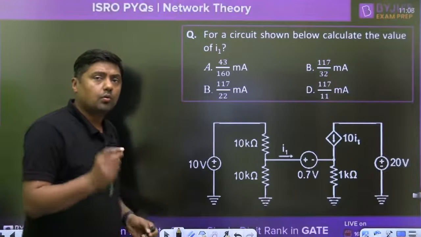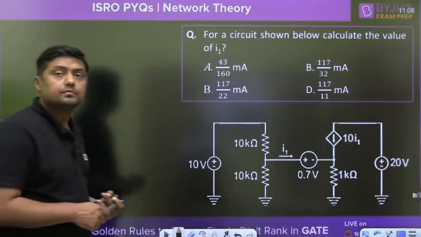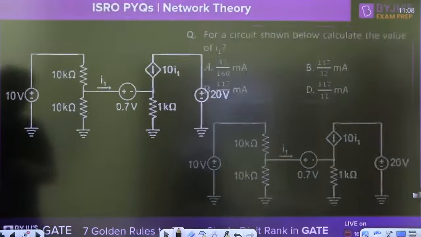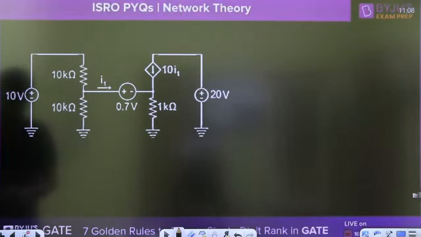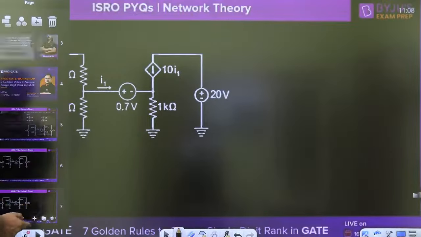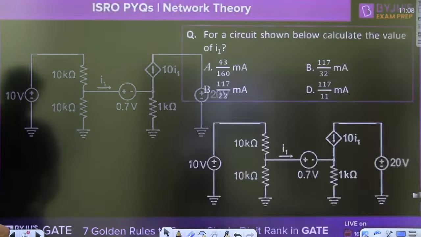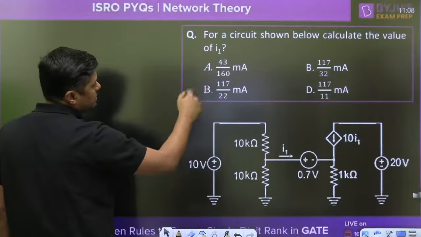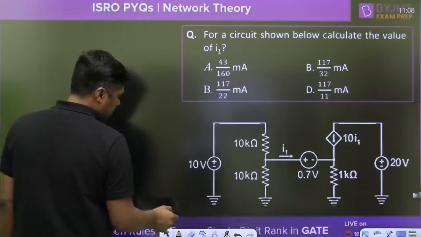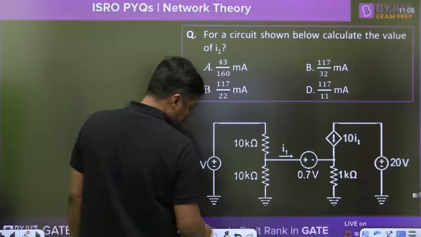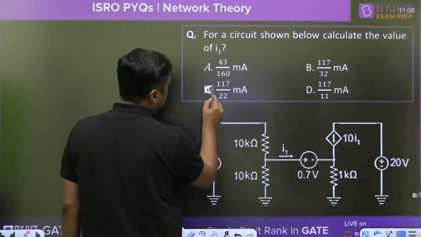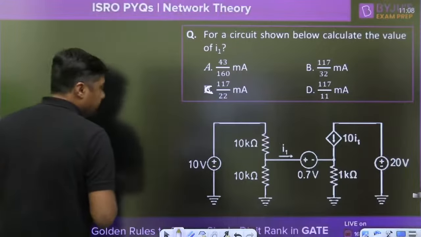Now, how to solve this question? Watch this diagram. These are the answers. Try to give me the answer whether it is A, B, C or D. This is the C option. Okay.